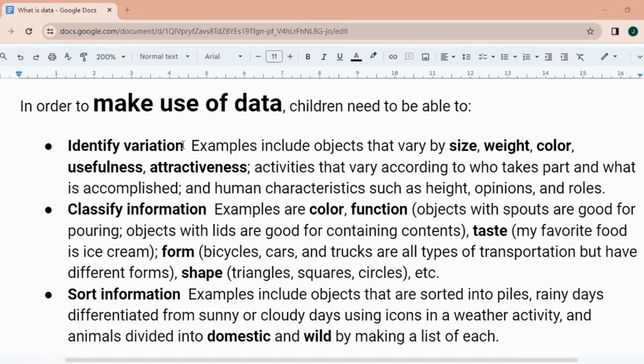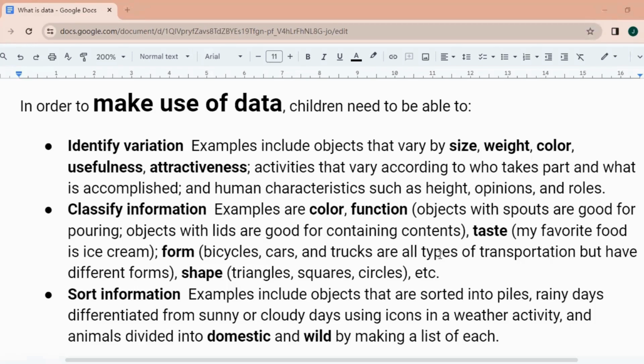And the next thing is classify information. So the examples could be color, function, taste, forms. The examples here of the forms could be bicycles, cars, trucks, and all types of transportation. And there could be shapes: triangles, squares, circles. So we use these different categories to classify our information.